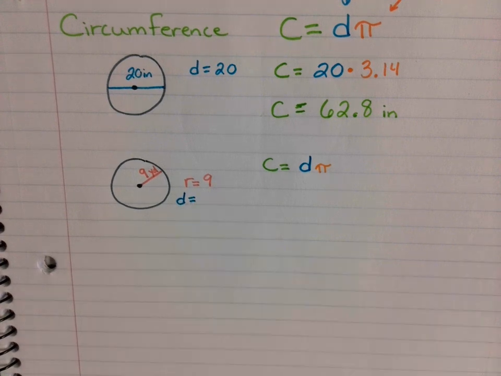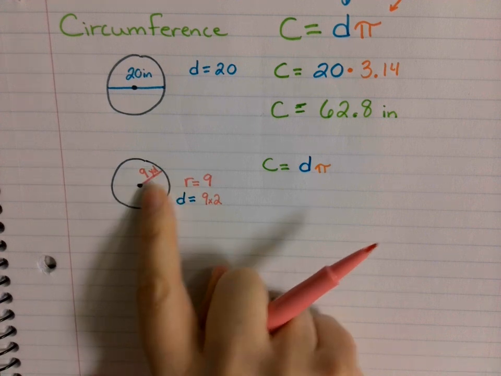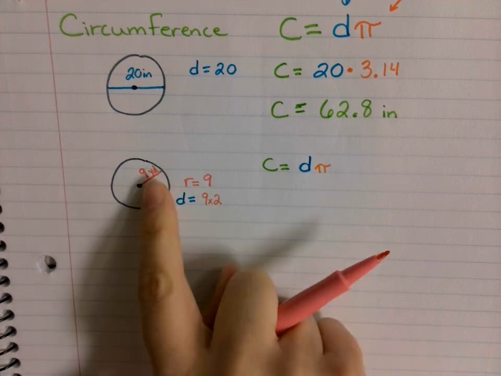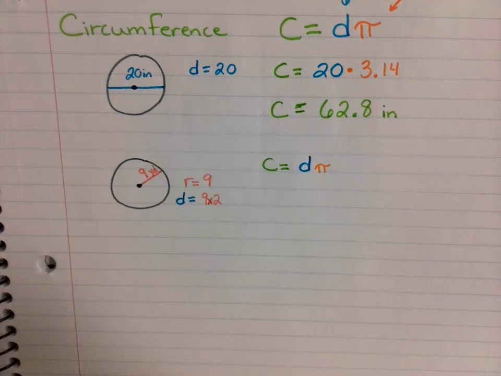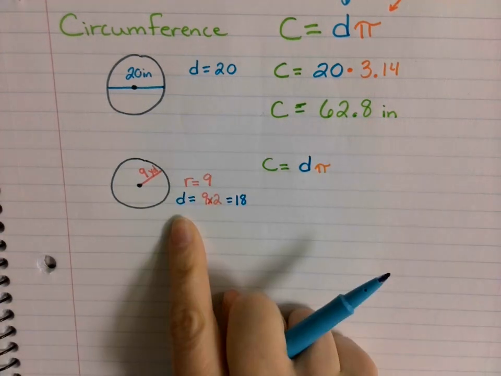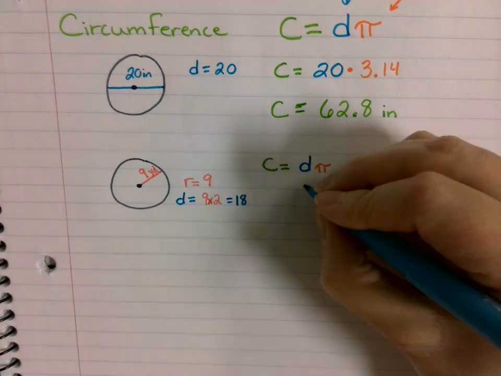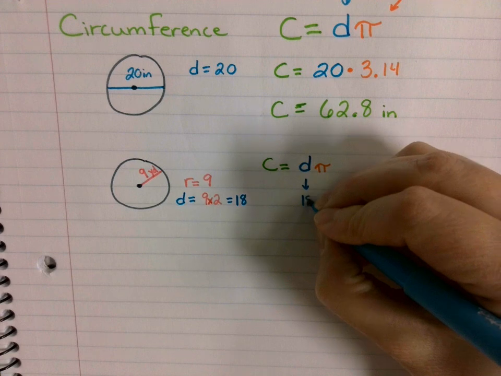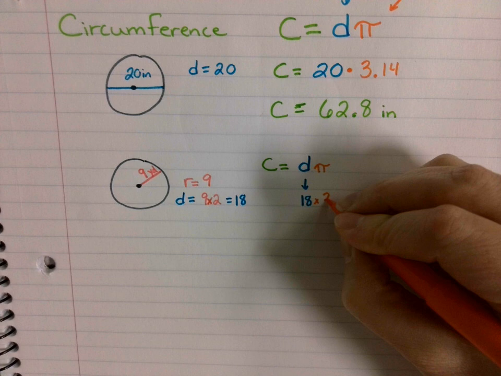We're going to do 9 times 2 because remember, if I double the radius, that just gives me what my diameter is. So 9 times 2 is going to equal 18. So the diameter is equal to 18. Now I can plug 18 into the formula. This would be the only place where you might possibly make a mistake, is plugging the wrong value in.